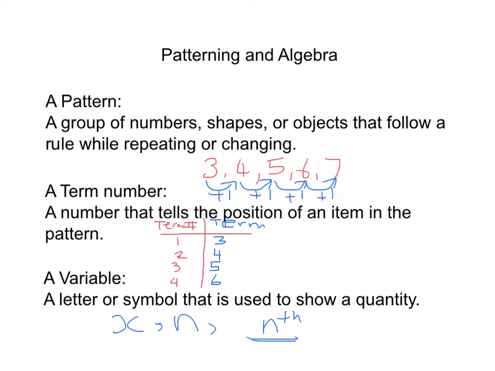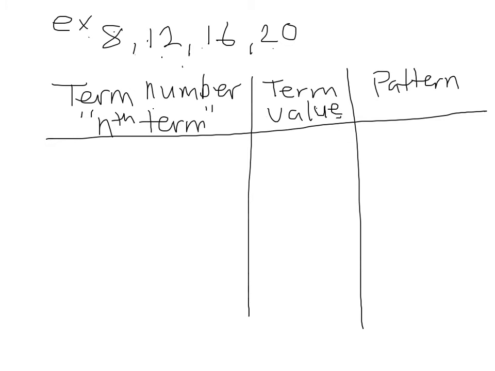So let's look at our first example. I've given you a pattern: 8, 12, 16, and 20. When you have a pattern like this, the first thing you do is set yourself up with a table like I did. So you have your term number, which is your nth term. Remember, if we're looking for an nth term, it would be in our term number. Then you have your term values, which are these numbers right here. And then you have a pattern, which we're going to find out what the pattern is.